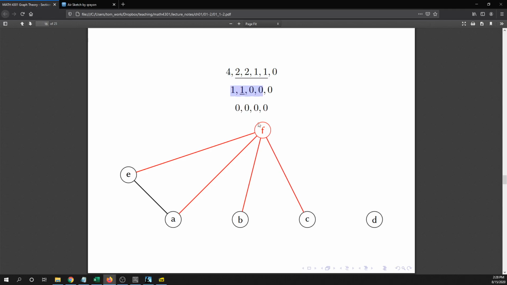So draw an edge from F to one of the vertices of degree 1. Draw an edge to the other vertex of degree 1. And then draw an edge from F to one of the vertices of degree 0. So you can see I've done that here. And then draw an edge to a different one of the vertices of degree 0 right here. All right, and that's it. So that's pretty much what you have to do.